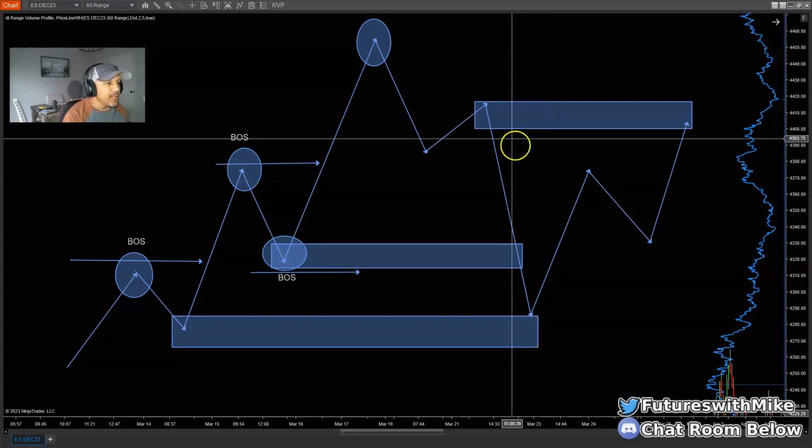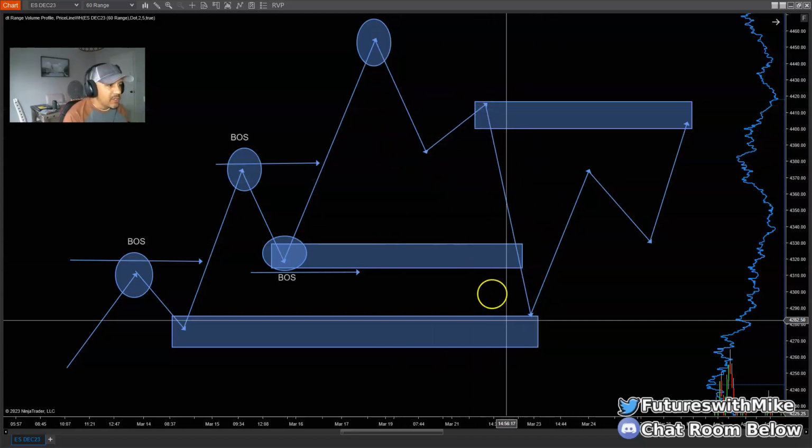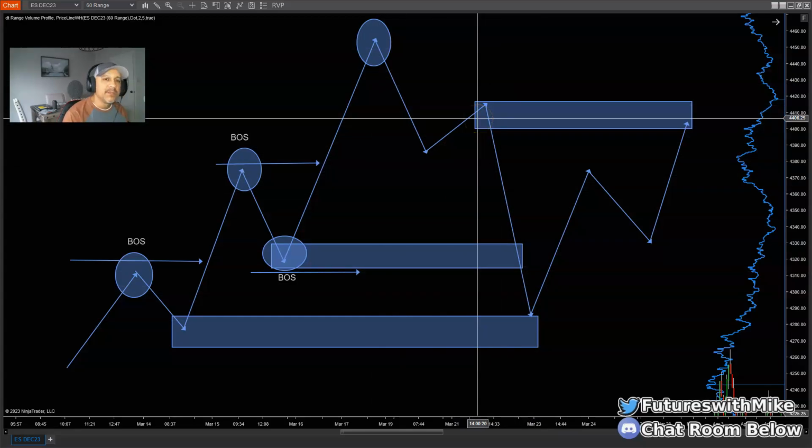All right, so you may be asking, okay, so the market started breaking lower. Is this a supply zone? Supply simply means areas where there's aggressive buying.